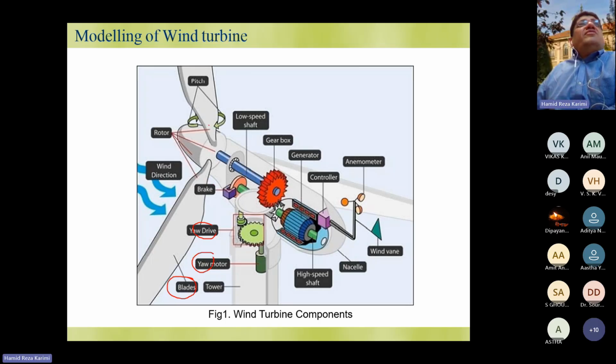But here you have some control. This is the pitch, you see the pitch control. The turbine has three pitch controls, so for the three blades, there are three pitch controls.